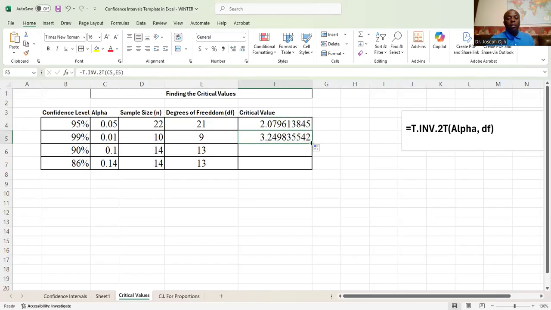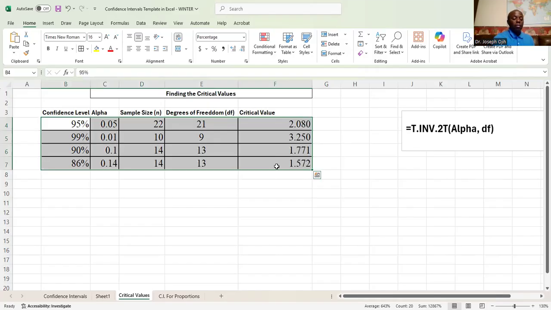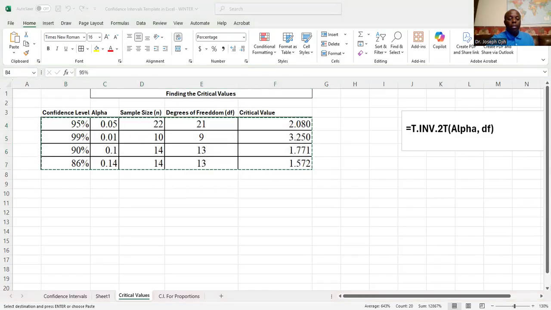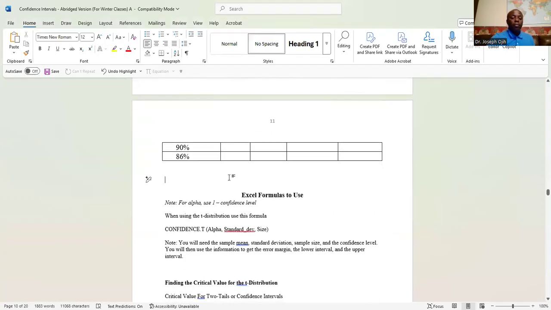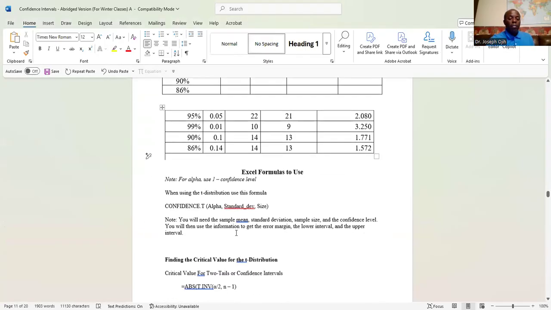I don't know why it stopped here. Okay, I'm going to just copy it down. Now I can just adjust this to two decimal places or even 3. And then you can just copy this and paste it down. Okay, go to your workbook. So you can put it right here. I gave you the formulas right here.